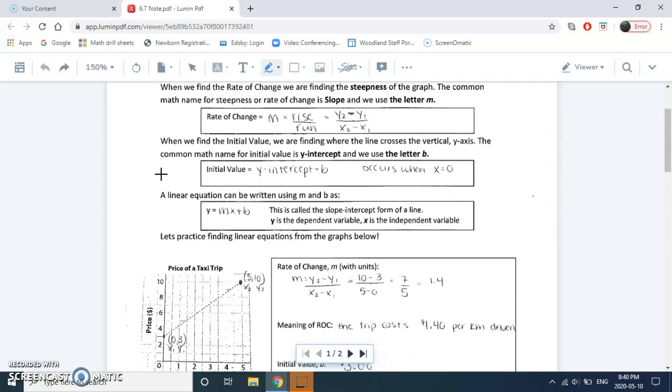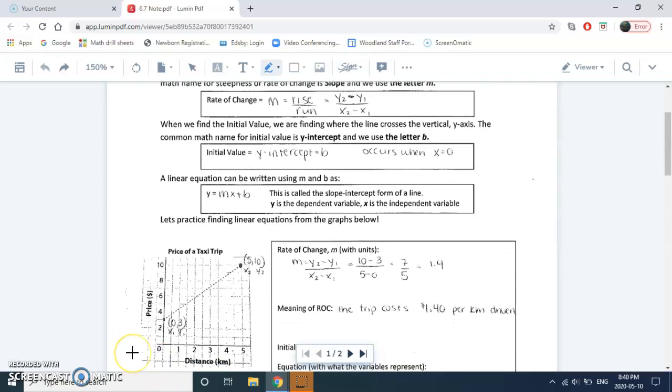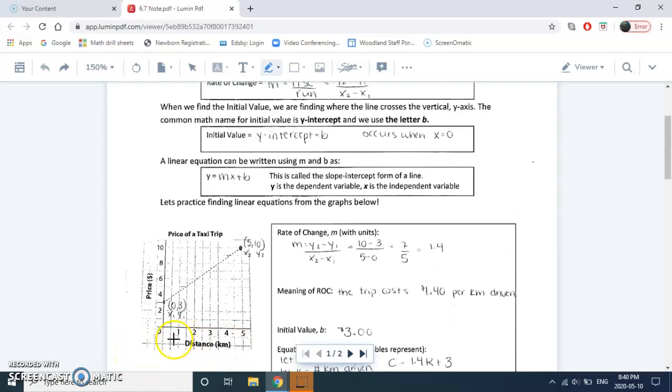When we find the initial value, we are finding where the line crosses the vertical or y-axis. The common math term for this initial value is the y-intercept, and we're going to use the letter b. So in your box, make sure you fill out initial value equals y-intercept, which equals b, and this occurs when x equals 0. So we take a look at our graph. Know that x is along the bottom, so when x is equal to 0, whatever that number is there, that's b, or our y-intercept. So in this case, it's 4.